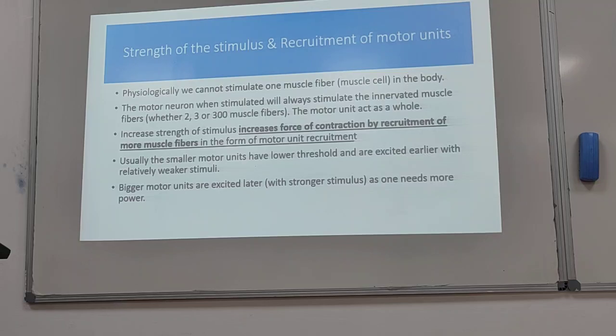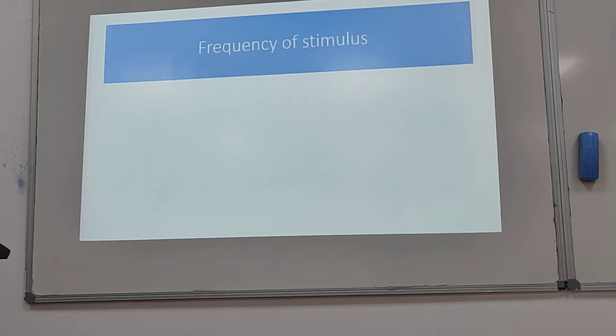So these are the MCQ points. Smaller units are the first to get excited. Bigger units are the last to get excited. Divergence, convergence, summation, frequency of stimulus.